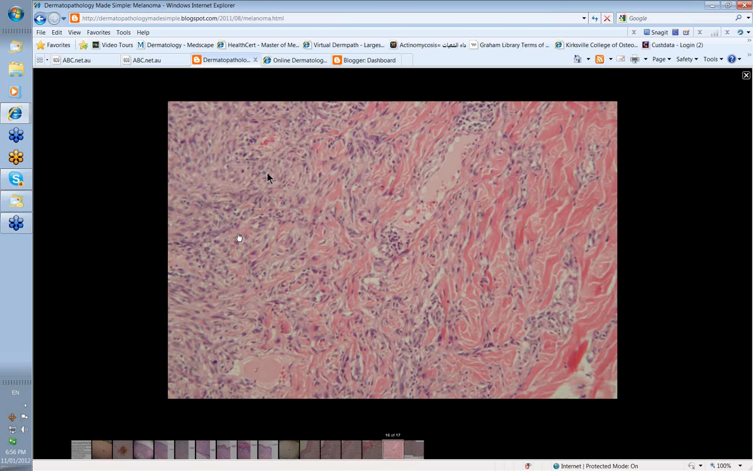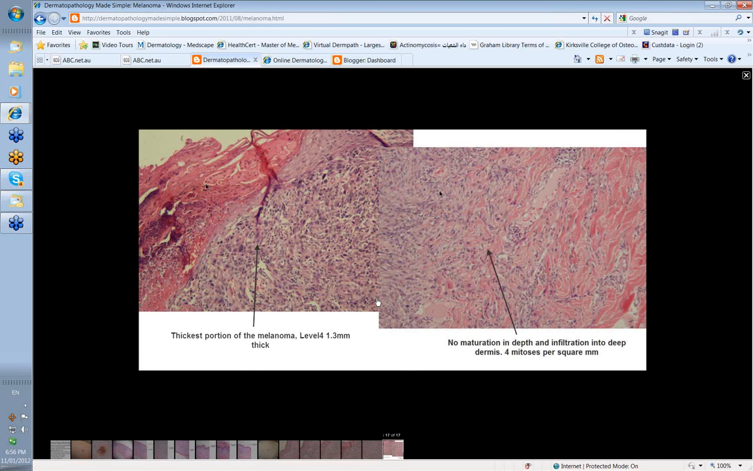You're not having nice nests of fairly monotonous-looking nevus cells at the base here. You've got, as I say, some spindling, in fact, there, and spreading of cells down into the base of this lesion. And I think when they had a good close look at this, there wasn't any maturation in depth, infiltration into the deep dermis. And actually, looking with a larger power, you were able to see 4 mitoses per square millimeter. So it's a pretty active melanoma in these circumstances. It was level 4, 1.3 millimeters thick when this was measured to its thickest part.